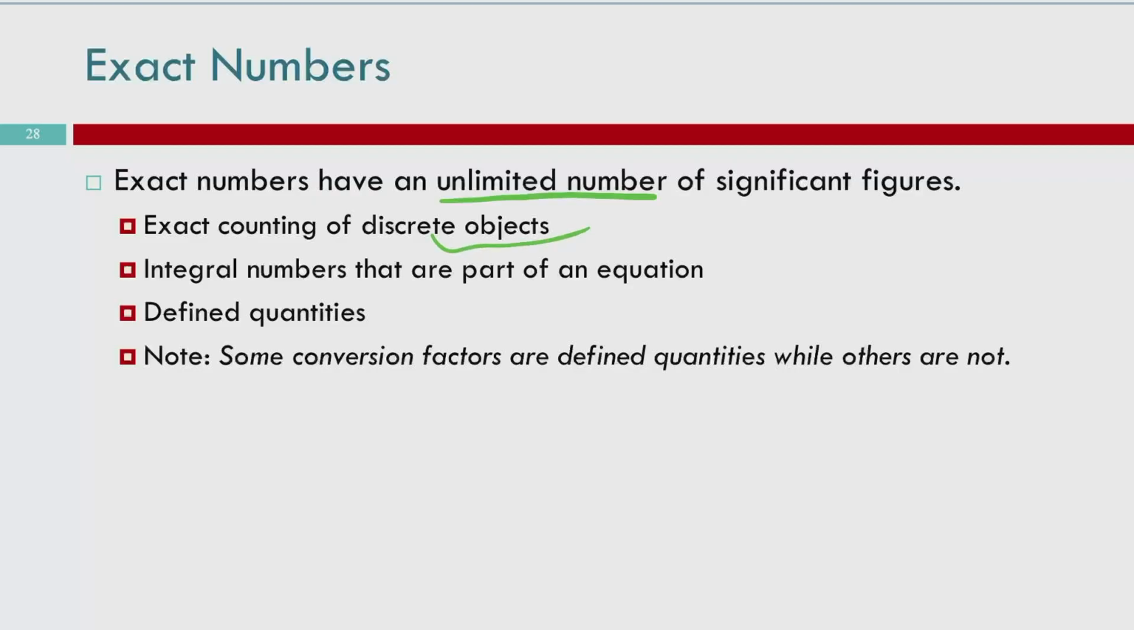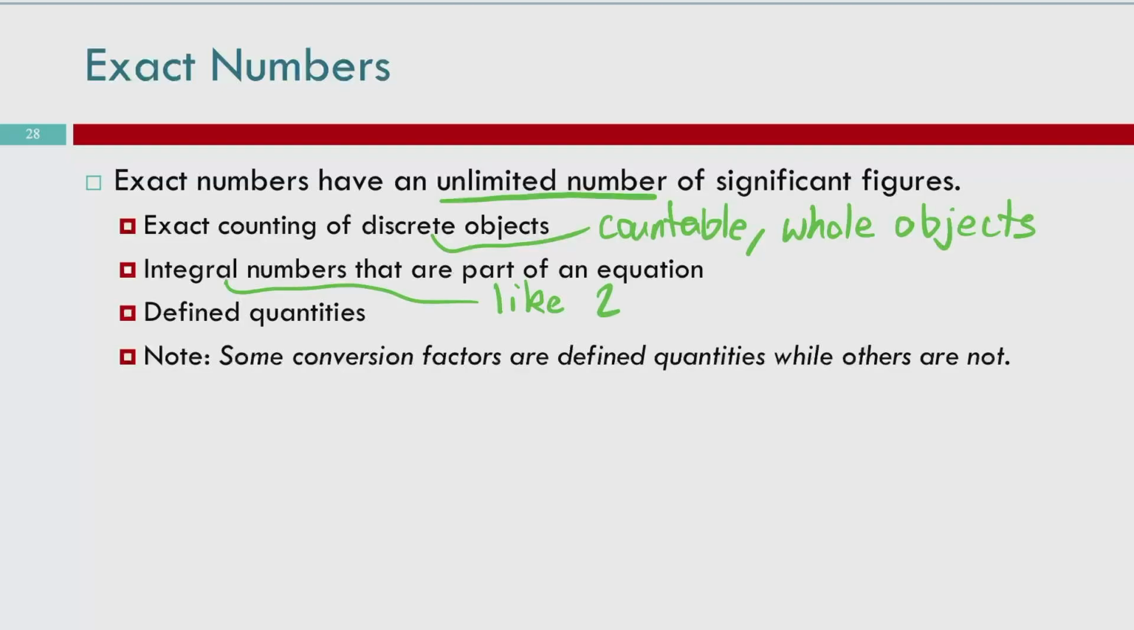We have exact counting of discrete objects, countable whole objects. For example, we will have an example of this. This will show up in one of our labs. I think it's next week's. Integral numbers that are part of an equation, like 2 in d equals 2r. Diameter is twice the radius. When we're talking about circles, that 2, for example, that's an exact number.